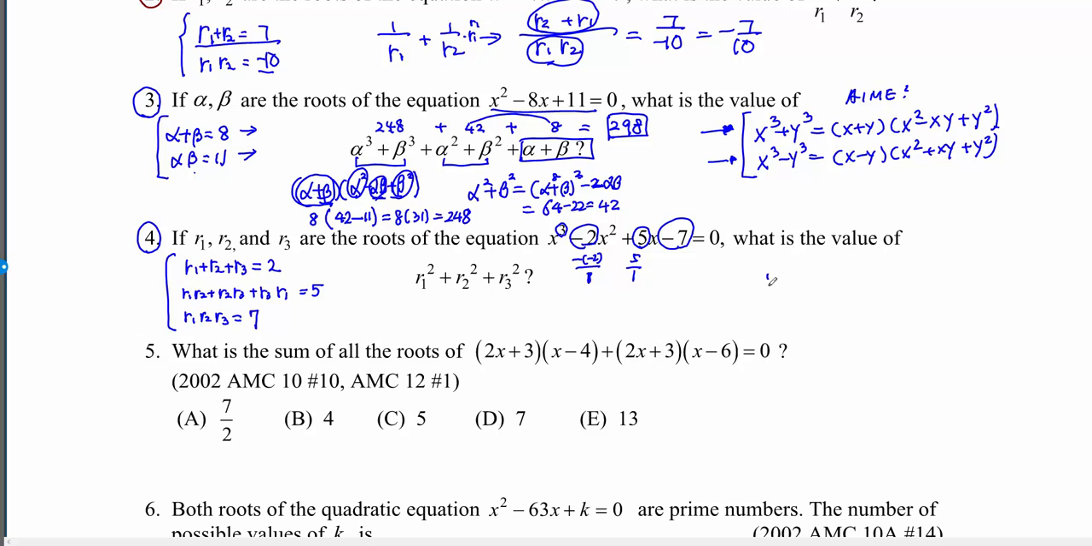Do you remember this one? R1 plus R2 plus R3, and then square, what is that? R1 square plus R2 square plus R3 square, and plus 2 times R1 R2, 2 times R2 R3, 2 times R3 R1. Okay, that's the formula. When you have a trinomial squared, you have to memorize this one.